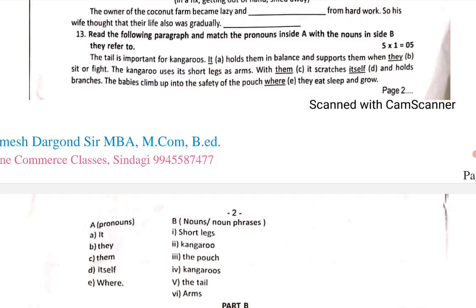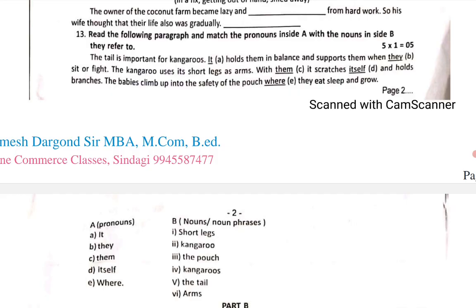See, column A and column B are there. In column A, pronouns are given. In column B, nouns or noun phrases are given. In the exam, most of the students just write the answers, not matching them with A and B. That is also a wrong practice. So see that you write the A section on the left side, and then write the B section, and also write the concerned Roman number, and then write the answer.